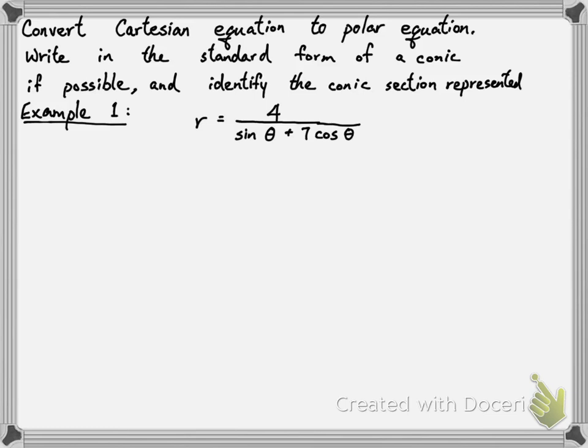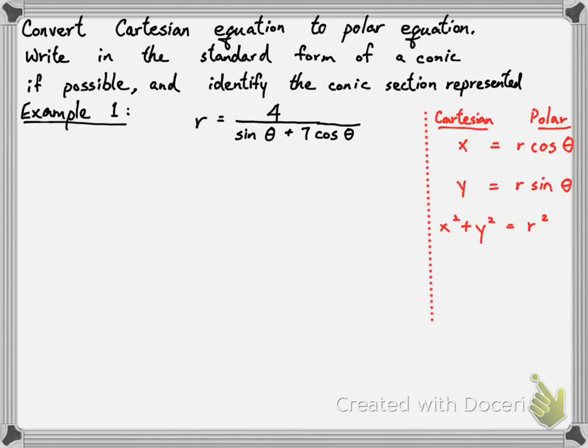Example number 1. r equals 4 over sine theta plus 7 cosine theta. Recall that x equals r cosine theta, y equals r sine theta, and x squared plus y squared equals r squared. In the example, we could first get rid of the fraction by multiplying both sides by the LCD, sine theta plus 7 cosine theta. We distribute the r on the left side. We have r sine theta plus 7r cosine theta equals 4.